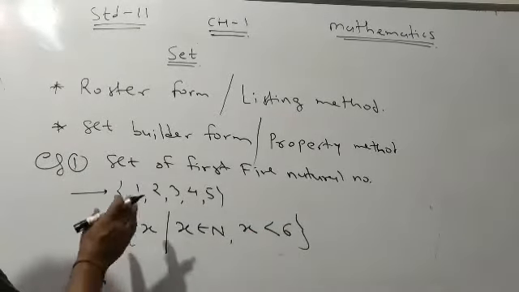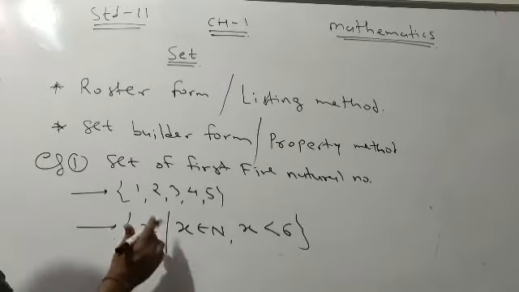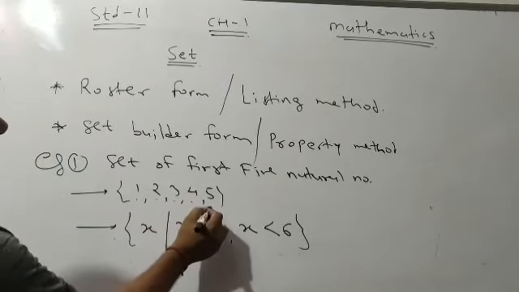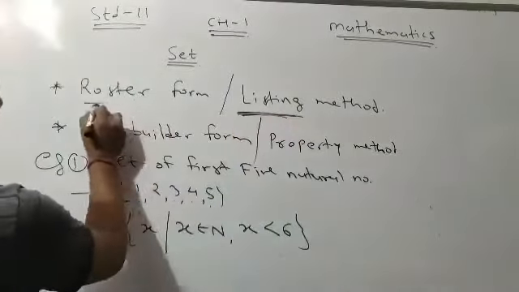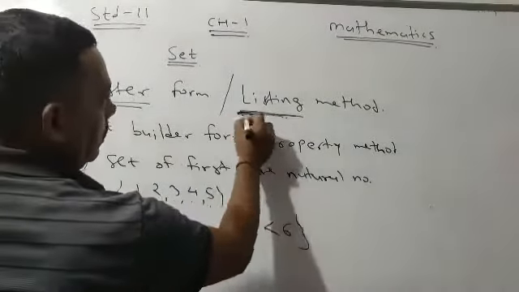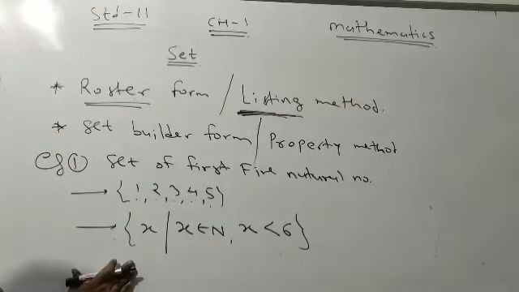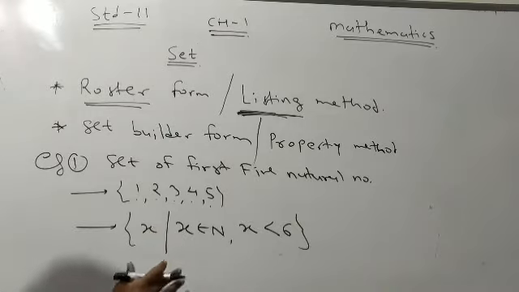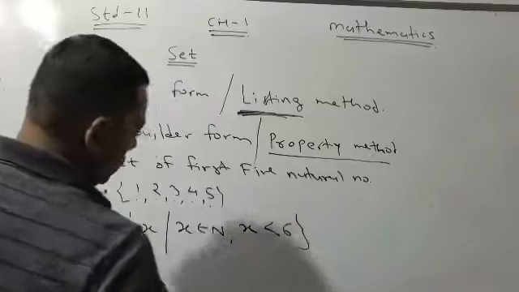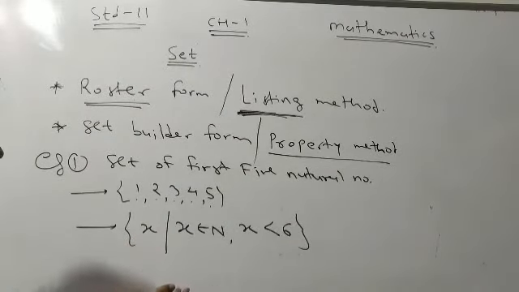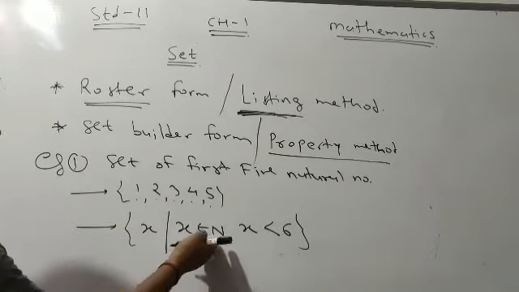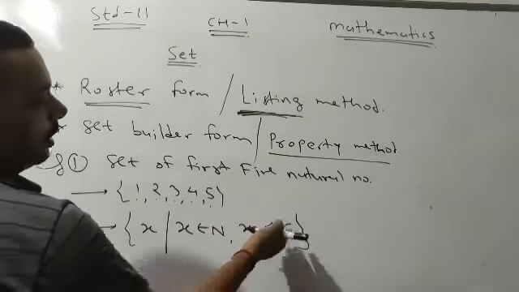Now, it is clearly seen that 1, 2, 3, 4, 5 are just like a list. So it is in the form of roster form, or you can say listing method. But here no number is mentioned, but we can represent this in the form of a property method. Here the property is x means a number such that x belongs to natural number and x smaller than 6.